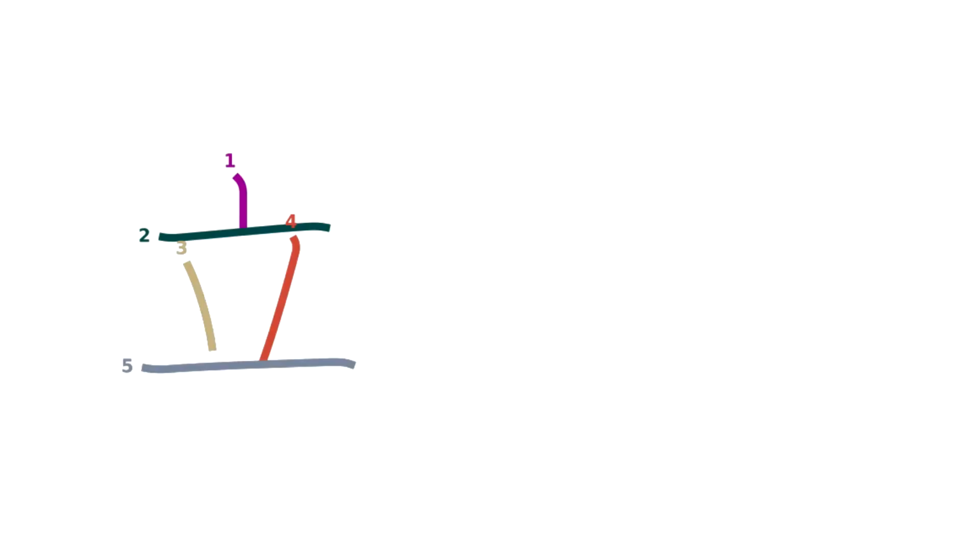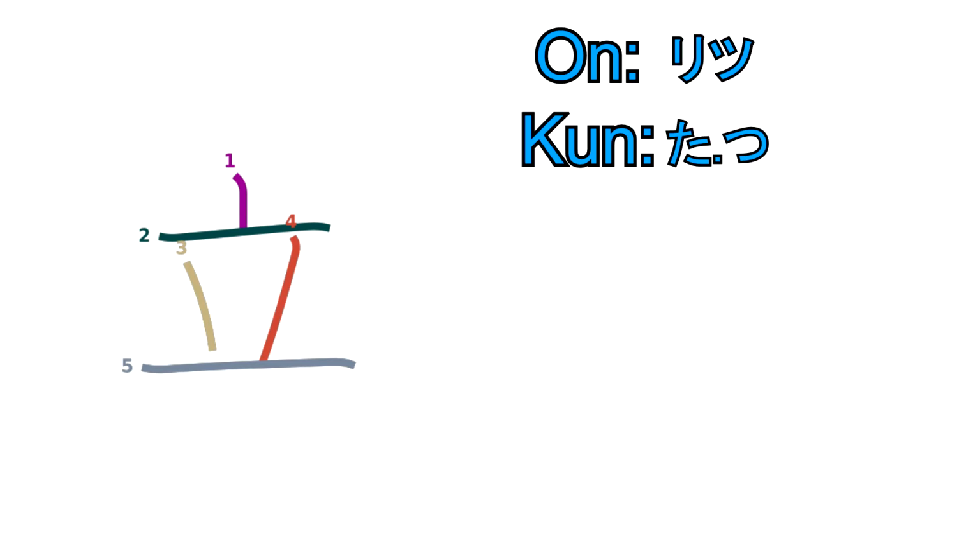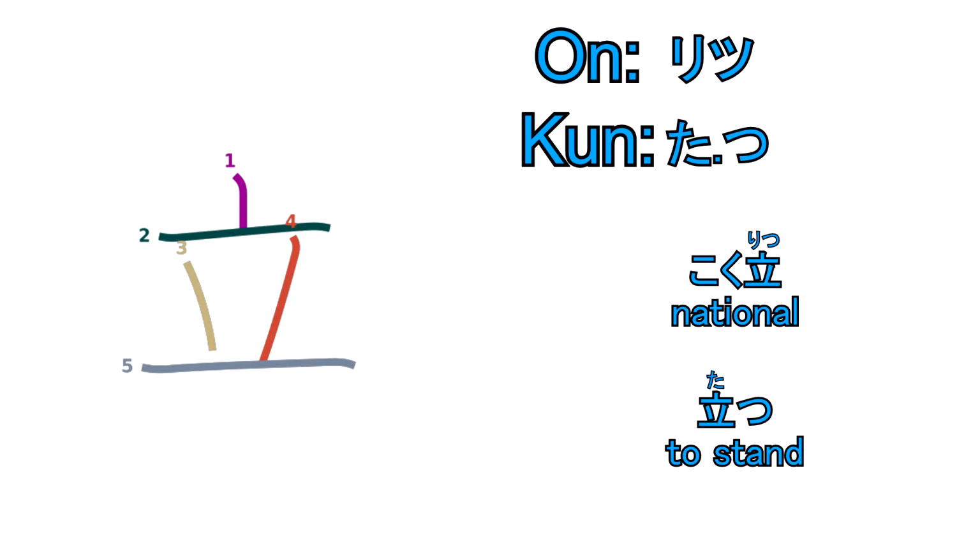This kanji character looks like a person standing. The on reading for this character is ritsu, while the kun reading is ta, used in tatsu for example. Kokuritsu means national and uses the on reading of this kanji, while there is a verb tatsu which means to stand.